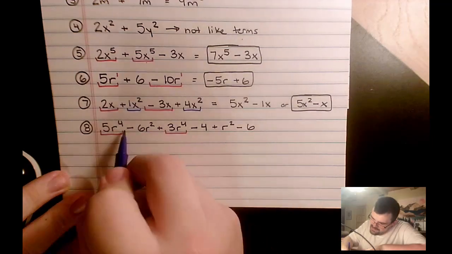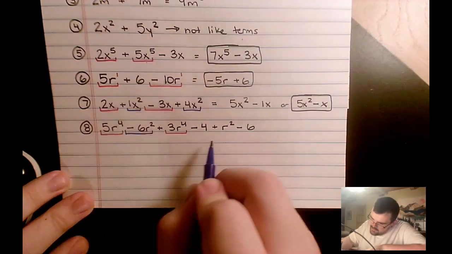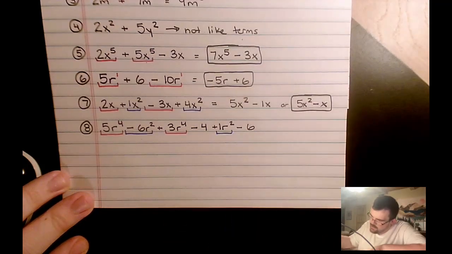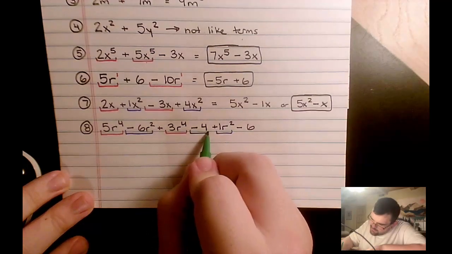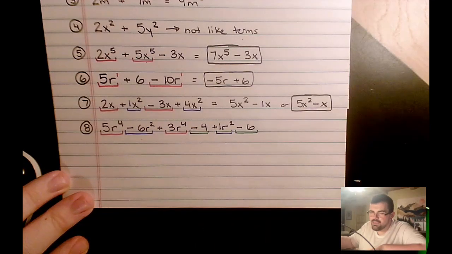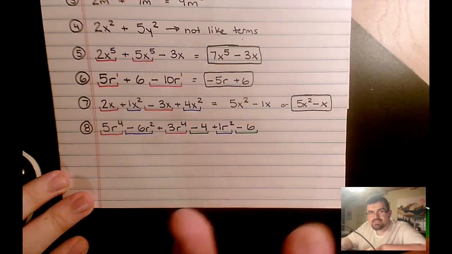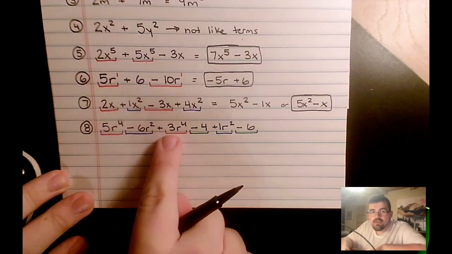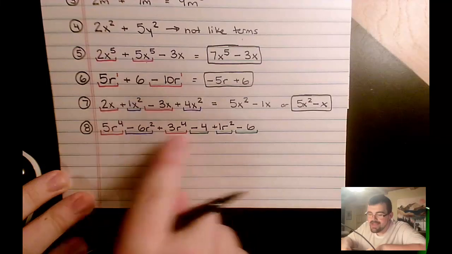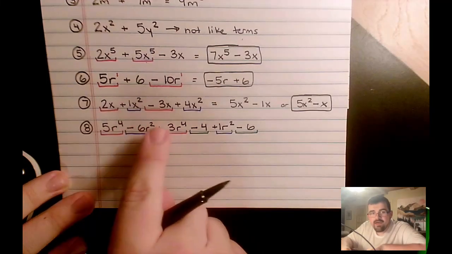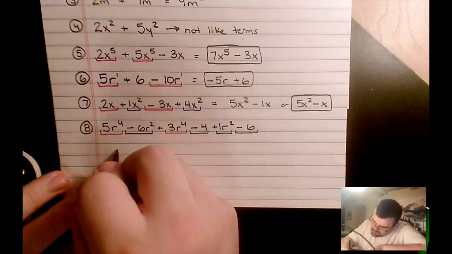Then I've got negative 6r squared and positive 1r squared. And I've also got negative 4 and negative 6. So again, best practice is to put this in standard form. 5r to the fourth and 3r to the fourth, those are the highest degree terms. And so I'm going to go ahead and combine those. 5 plus 3 is 8.